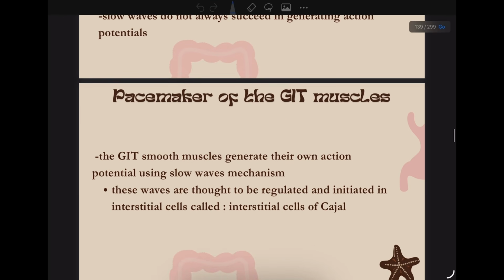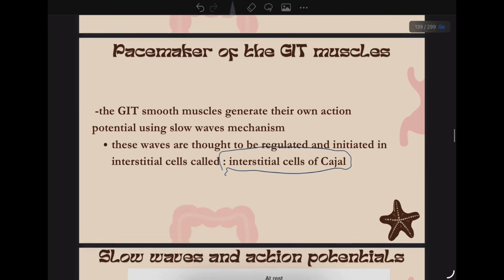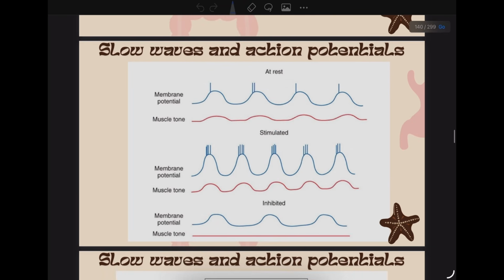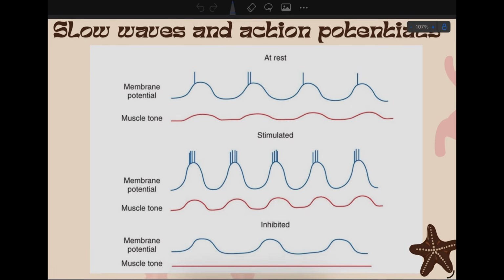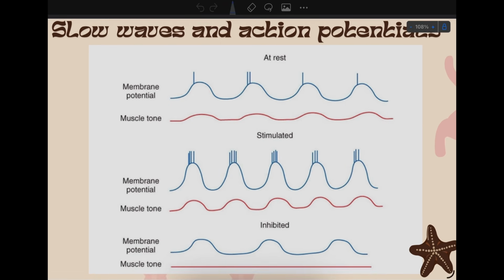Okay. What generates these slow waves? Cells in the GIT smooth muscle, in the GIT interstitium, called interstitial cells of Kajal. There was a question about this. Interstitial cells of Kajal are what generate slow waves. Now, to understand slow waves and action potentials, let's look at this.